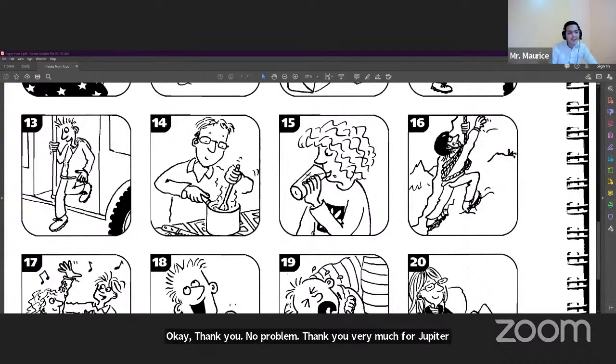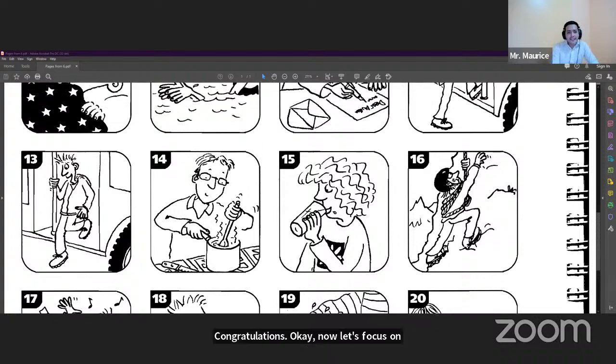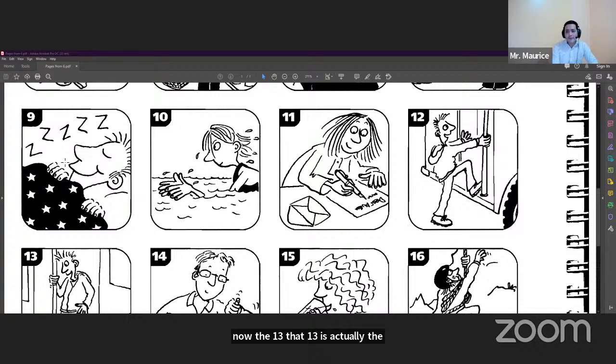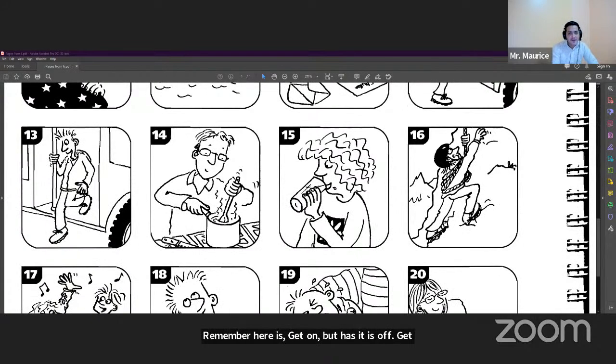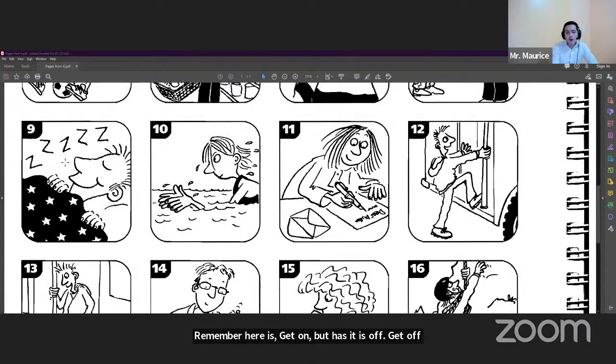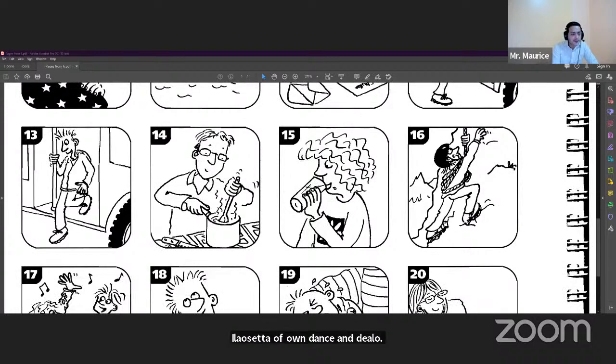Congratulations. Okay, now let's focus on the picture number 13. And the 13 is actually the opposite of the picture 12. 12, remember here, is get on. Bajarse is off. Get off. En la 12 era con on, de encendido. Ok, on. La 13 es off. Get off. Bajarse. Get off the bus. That's correct. And the number 16, aquí podemos utilizar el verbo escalar. Climb.